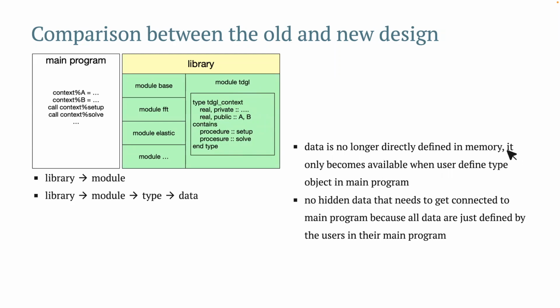These data only become available when the users define a type object in their main program. And also there's no hidden data in the module. So there's no need to have this connection between the main program's data and the library's data. So now all of the data is just defined by the users.